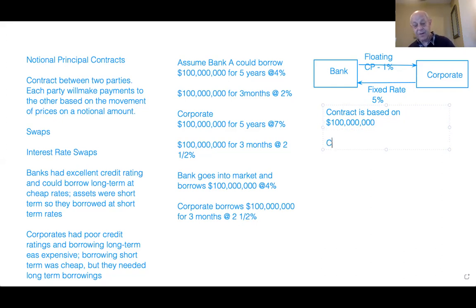So what ends up happening? If the commercial paper rate equals 2%, then the bank pays 1%, the bank receives 5%, and the bank pays on their borrowing 4%. So when you net all of these together, the bank is even. Bank pays nothing.